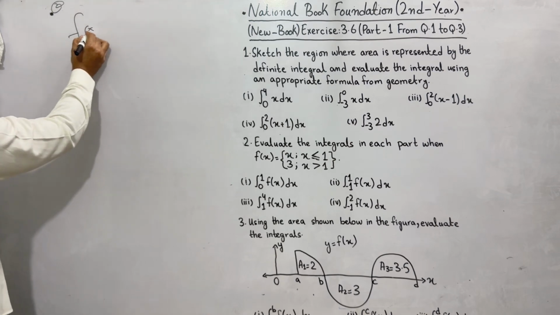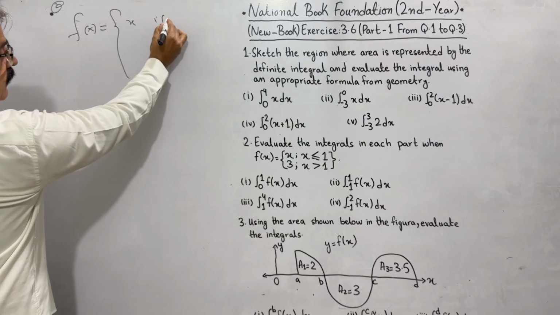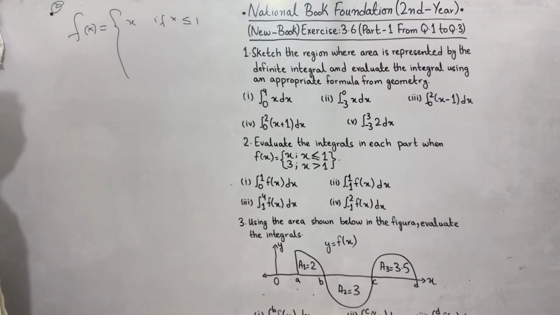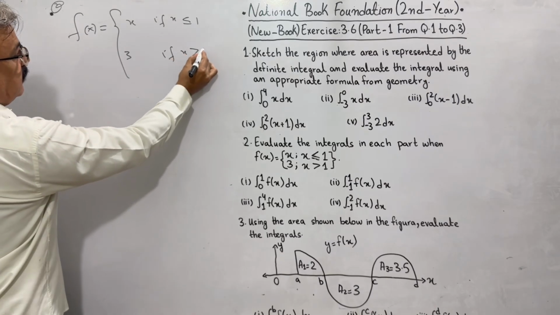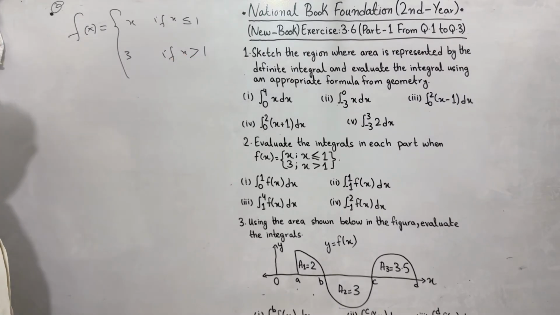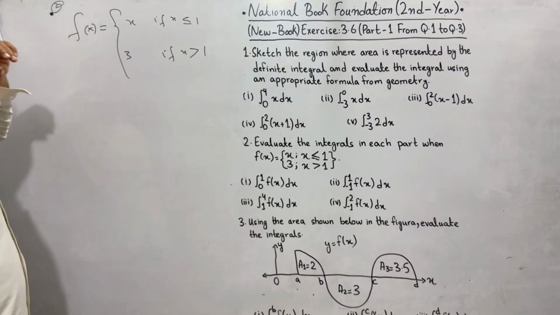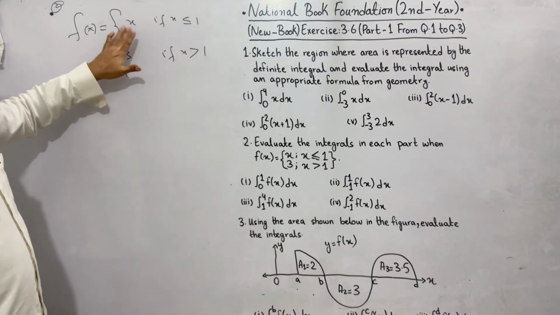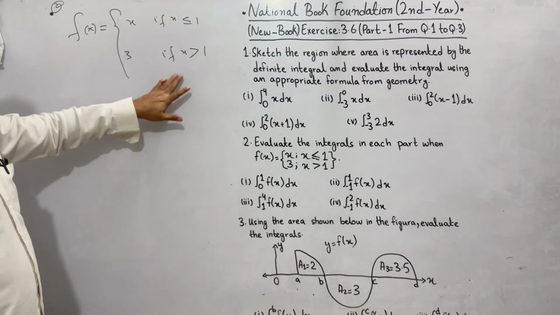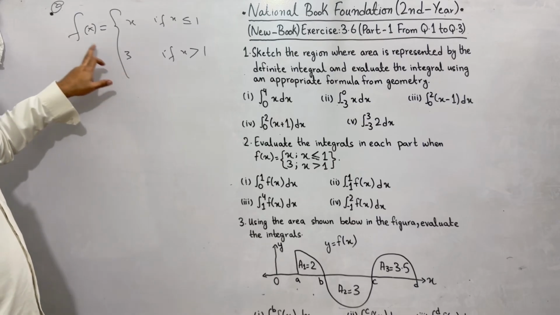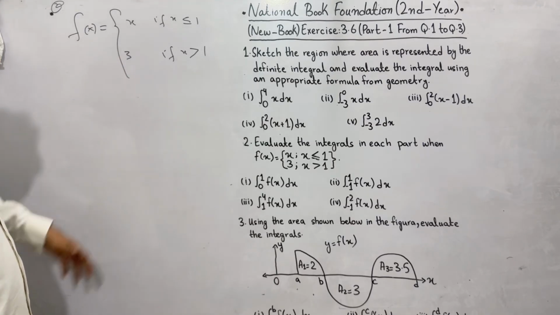It states that f of x is equal to x if x is less than or equal to 1, and f of x is equal to 3 if x is greater than 1. Keeping this given fact in mind, f of x is a piecewise function. When the value of x is less than or equal to 1, then we have to pick x as the function. If the value of x is greater than 1, then we have to pick f of x is equal to 3, a constant function, and integrate.